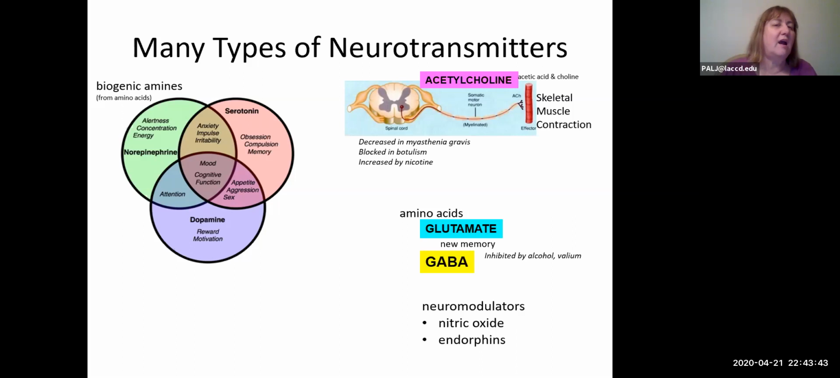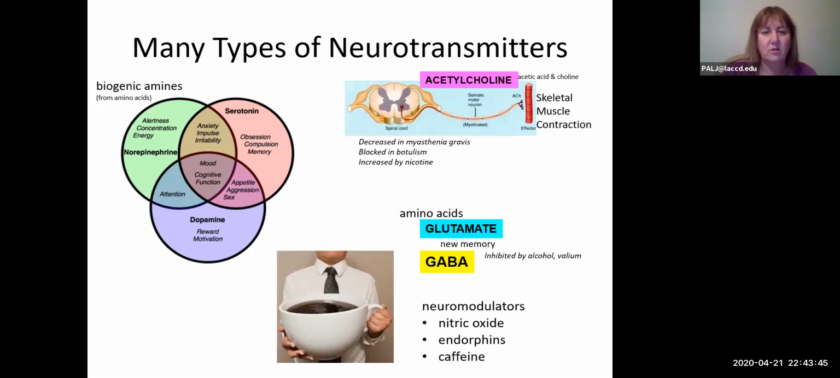And then a very, very popular neurotransmitter is our friend caffeine. Okay. So if I were to ask you what caffeine does, you would say it's a stimulant, wouldn't you? Yeah, because it wakes us all up. So would you be very surprised to hear that it's actually an inhibitor? Yeah, it is.